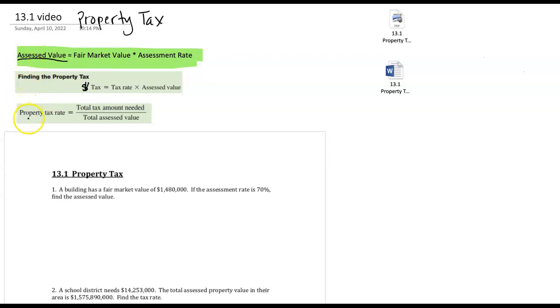program. The property tax rate is the amount of tax needed to run programs like park districts or schools, divided by the total assessed value in that area. That will become a fraction. We then can make that into a decimal, and we can change that decimal into a percent for a rate. Let's get started.